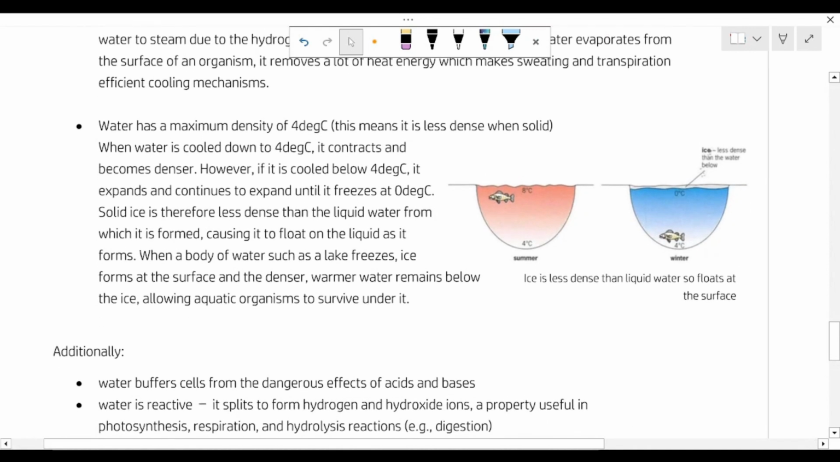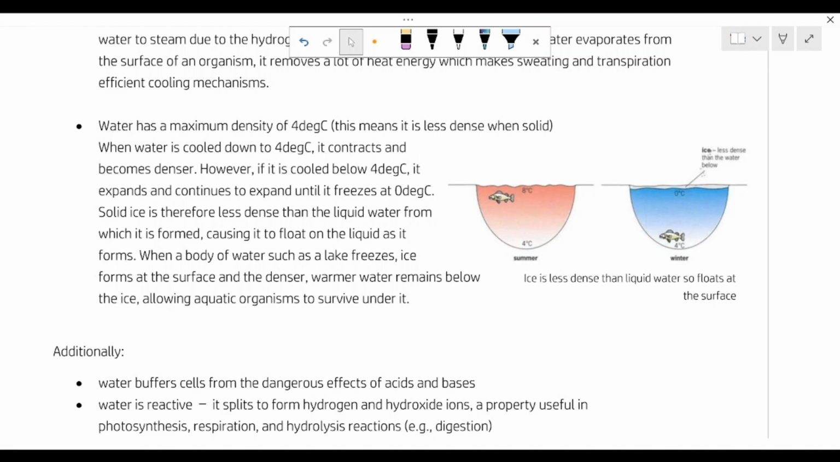Water has a maximum density at 4 degrees Celsius, which means that it is less dense when solid. Now, when you cool down water, let's say you have water at 30 degrees, if you cool it down to 4 degrees, it will contract and become denser. However, if you cool it below 4 degrees, it will expand and it will continue to expand until it freezes at 0 degrees Celsius. So that means that solid ice at 0 degrees Celsius is less dense than liquid water.